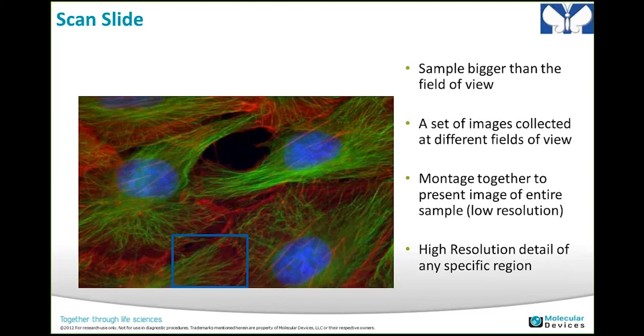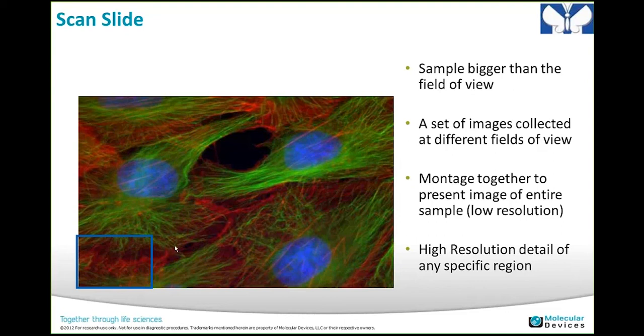Other types of acquisition that can be done is scan slide. So if the box represents a field of view and the overall image here represents maybe your entire slide, you can do what's called a scan slide. So you can snap a sequence of images in a specific pattern in order to then be montaged back together to create one large image of multiple fields of view.